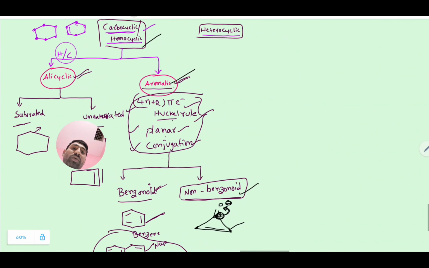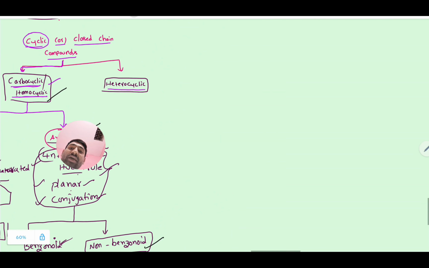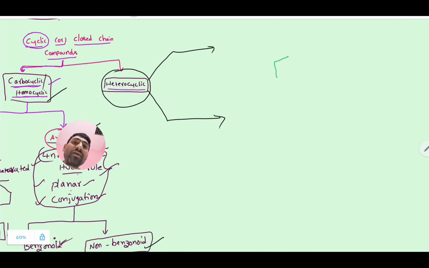Now move to heterocyclic compounds. Heterocyclic compounds are again divided into two categories. First of all, what is meant by heterocyclic? Heterocyclic means that if a cyclic ring of an organic compound contains at least one atom other than carbon, that one is called a heterocyclic compound, guys. Simply we can say that.